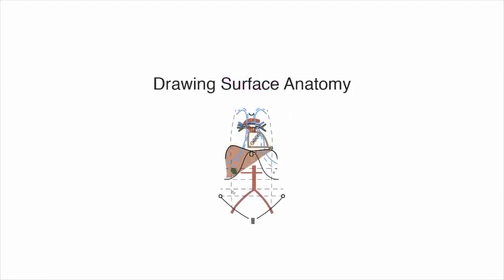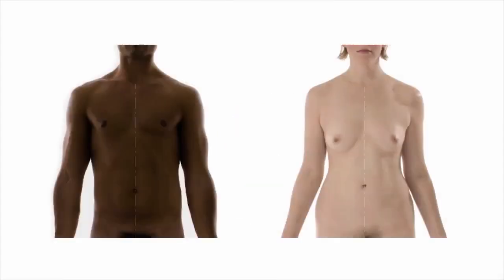The purpose of this video is to help you in the first laboratory where we draw the surface anatomy on our donors. We show first the mid-sagittal line, which divides us into right and left halves. We show the jugular notch, which is at the superior border of the manubrium of the sternum.